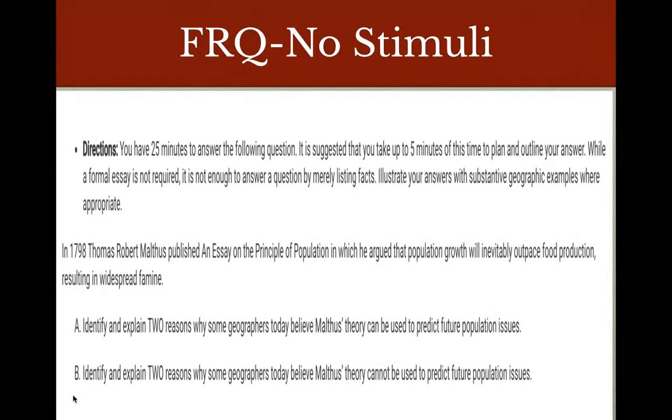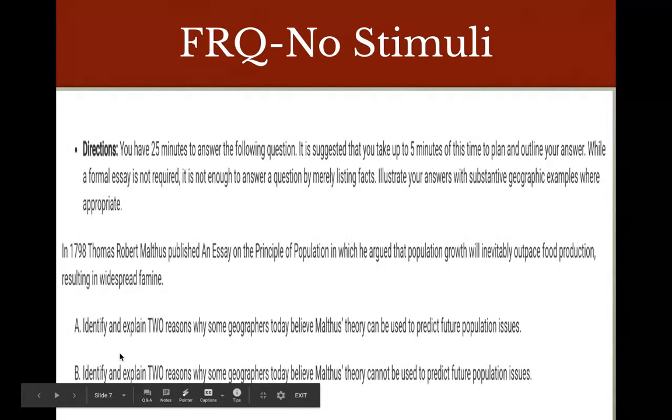And then for part B, you'll respond to identify and explain 2 reasons why some geographers today believe Malthus' theory is used. Again, that would be more applicable with describing sub-Saharan Africa and South Asia in part B. In part A, you would talk about 2 reasons why some geographers believe Malthus can be predictive. Well, because we see that there's limited food production, we see that there's fast population growth, and you want to give examples of where we see that.